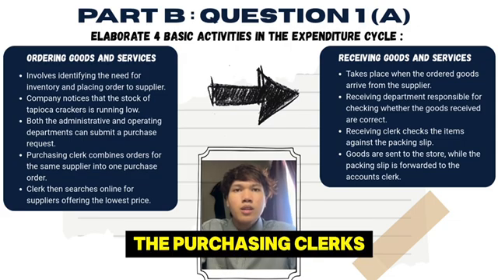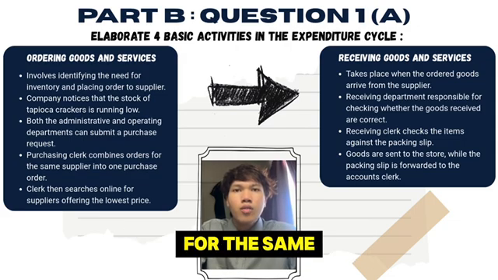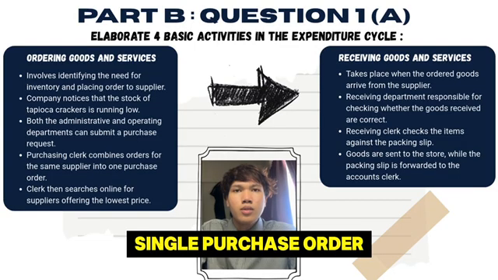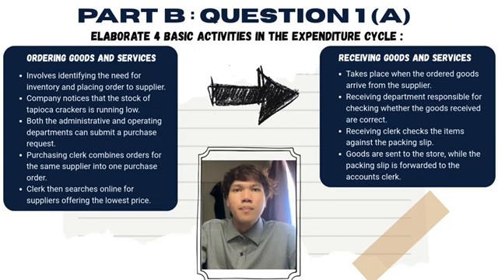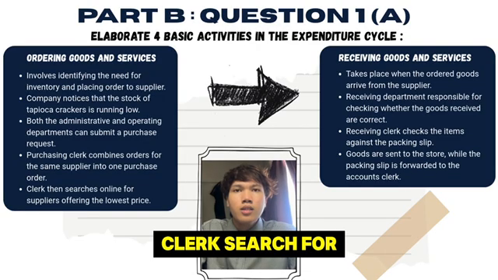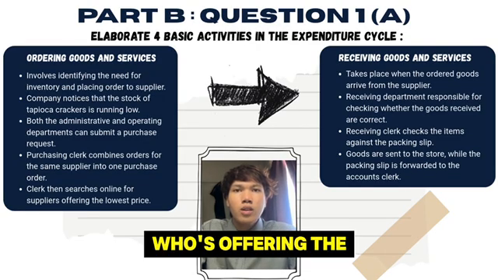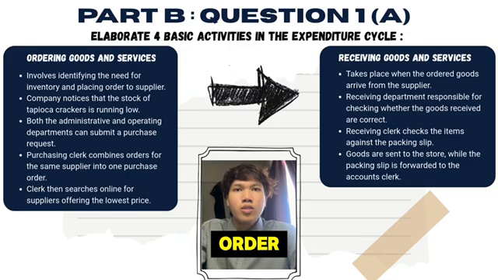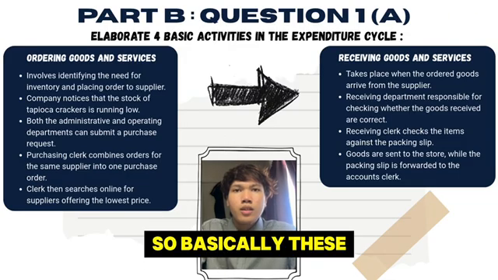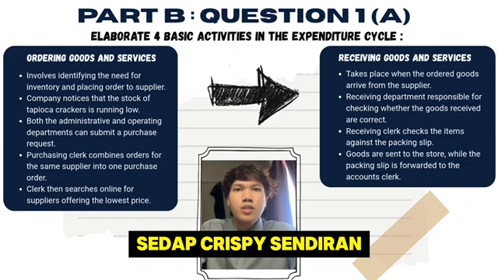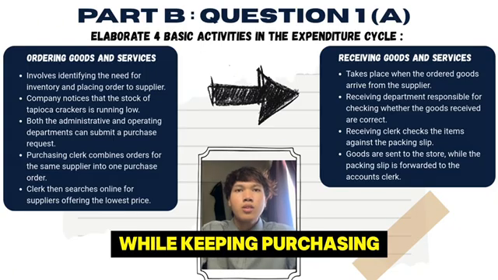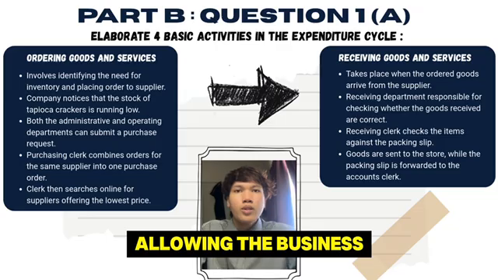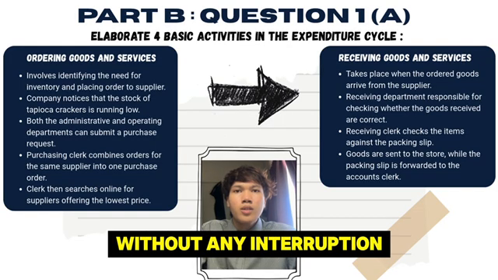The purchasing clerk then combines orders for the same supplier into a single purchase order to reduce ordering costs and improve efficiency. After that, the clerk searches for suppliers online and selects the supplier offering the lowest price before placing the order. So basically, these steps help Sedap Crispy Sindiran Berhad to maintain sufficient inventory while keeping purchasing costs under control, allowing the business to operate without any interruption.